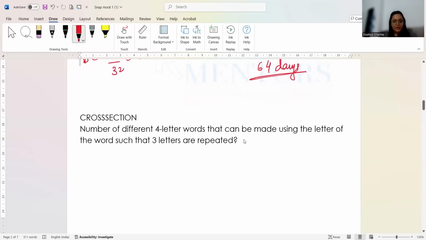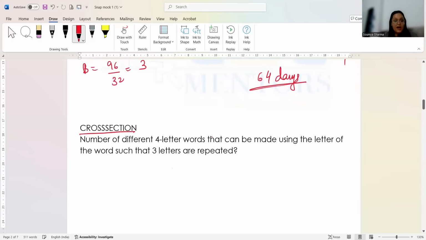Now this was the question: the number of different 4-letter words. You have to make a 4-letter word out of it, using the 3-letter repeated. So this SSS has to be repeated. Here you have to make the cases of how many numbers can come. The rest of the numbers are 1 2 3 4 5 6 7 8 9, so there are 9 ways it can come here.